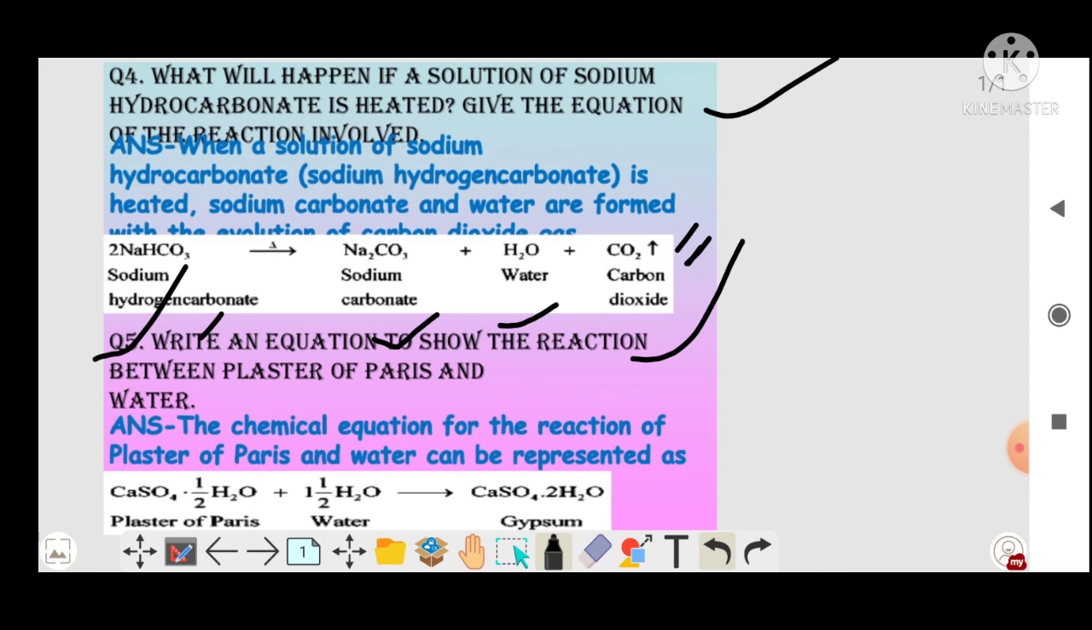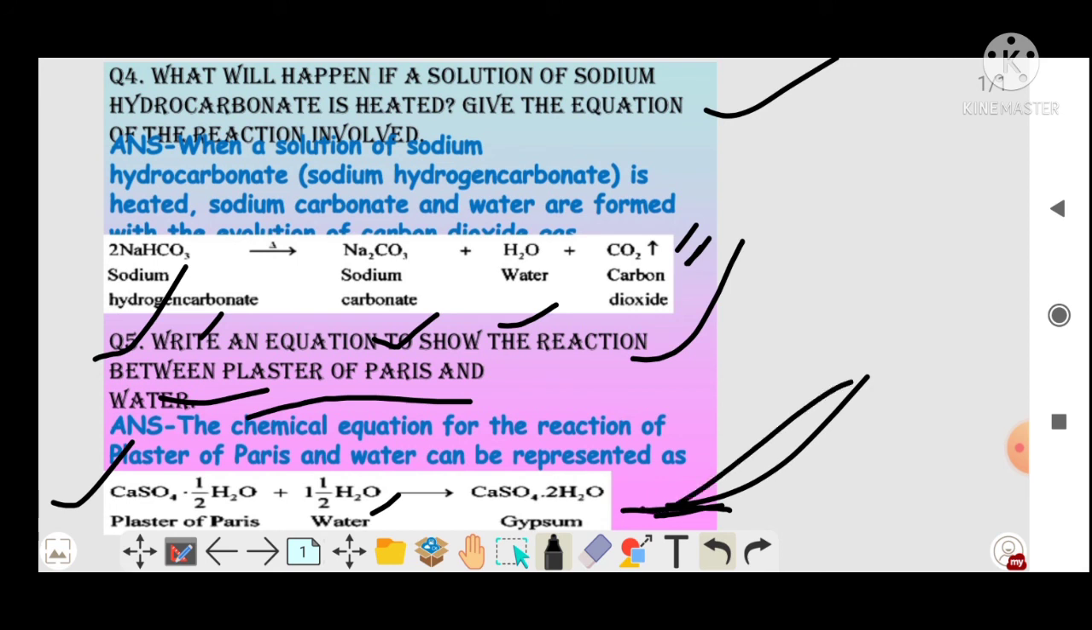Write an equation to show the reaction between plaster of Paris and water. What is the formula of plaster of Paris? This is calcium sulfate hemihydrate, that means CaSO4 half H2O, and with the reaction of water, gypsum is formed, that is CaSO4 2H2O. Okay, this is the formula, and the chemical equation for the reaction of plaster of Paris and water can be represented this way.